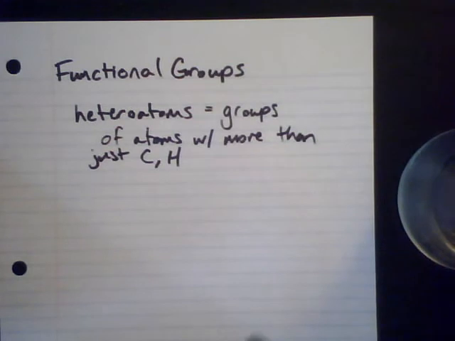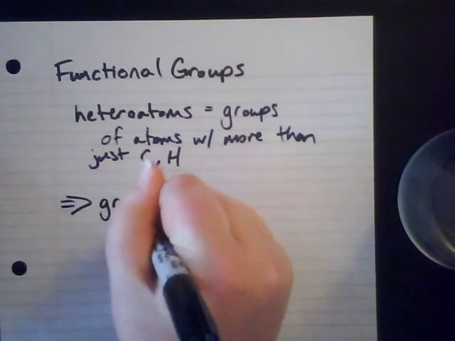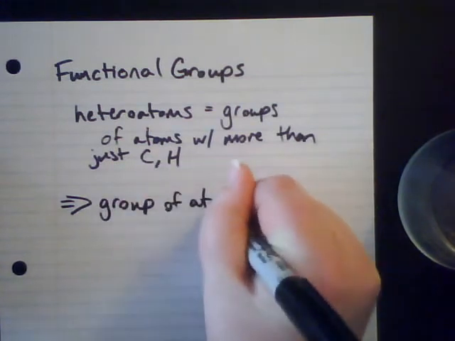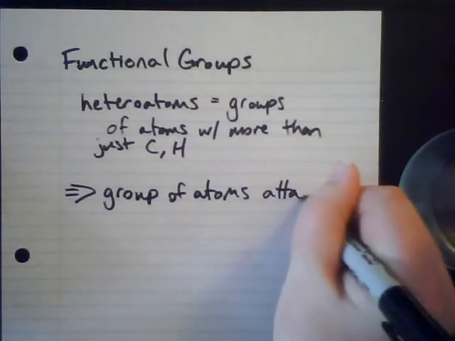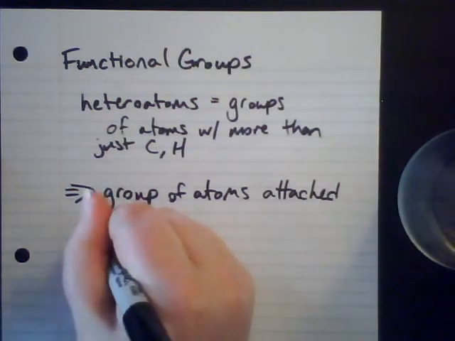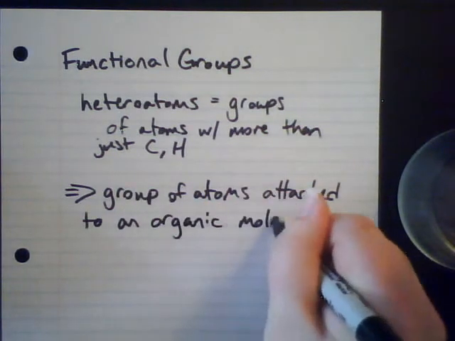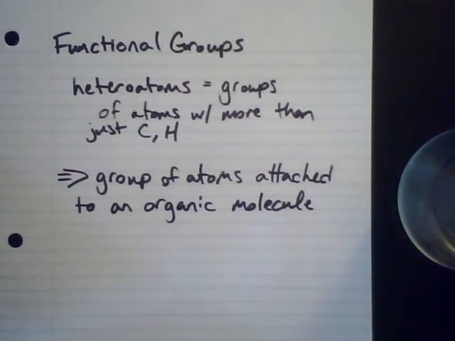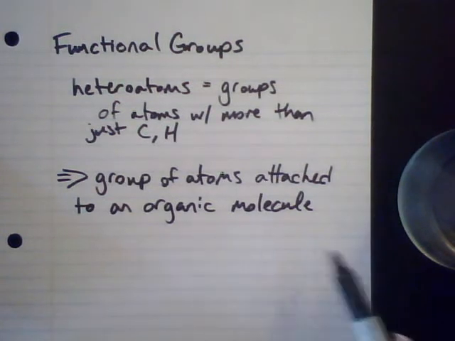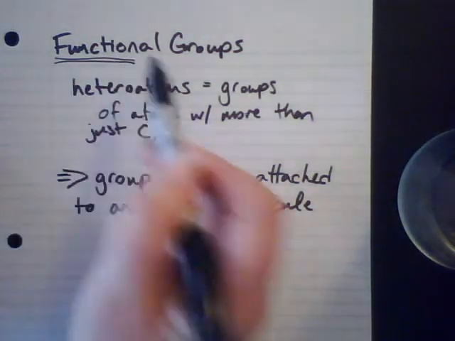And like the name implies, it's a group of atoms. So functional groups here. Here's our definition. It's a group of atoms attached to an organic molecule, and remember, organic compounds are anything with carbon in them, except for the exceptions that we talked about, of course. And these groups of atoms that are attached to an organic molecule also give it its function, hence functional groups.